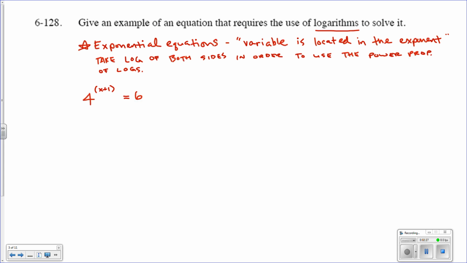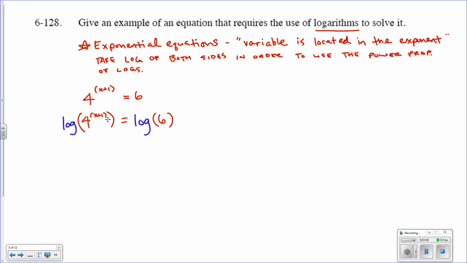Remember, what you do to one side, you have to do to the other side. So we're going to say the log of 4 to the power of x plus 1 and the log of 6. We're taking the log of each side, and that should still remain equal because we're doing the same thing to each side.